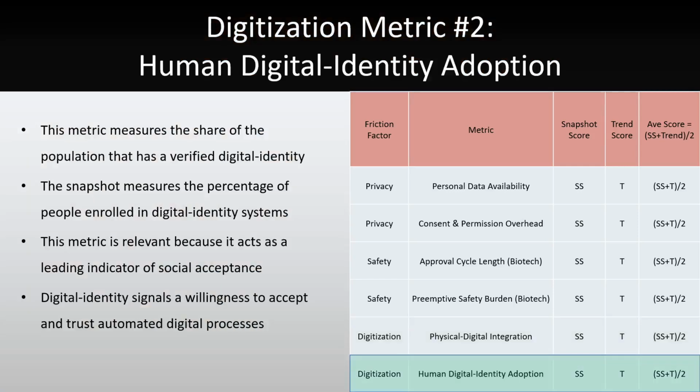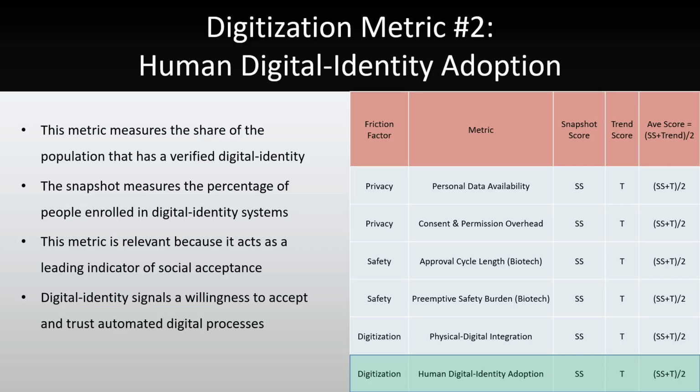Digitization metric number 2, human digital identity adoption. The second digitization metric is human digital identity adoption. This metric measures the share of the population that has at least one verified digital identity used within digital systems. It's evaluated as a snapshot and trend hybrid. The snapshot captures current adoption, measured as the percentage of people enrolled in digital identity systems, while the longer-term trend shows whether adoption is expanding or stalling over time. Lower adoption and slowing trends correspond to higher friction.